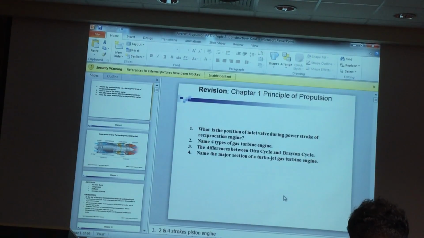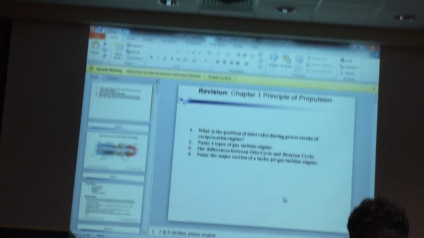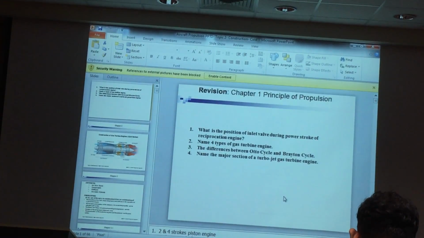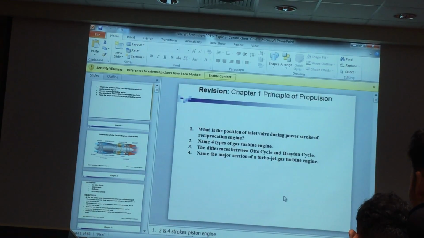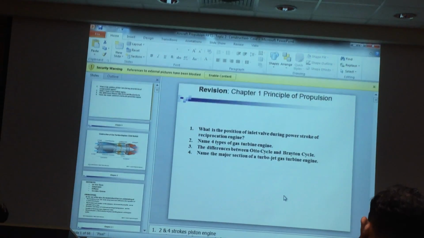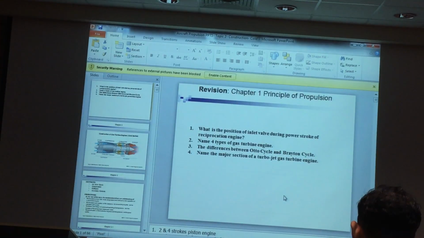So what is the difference between the Otto cycle and the Brayton cycle? They are both different. The Otto cycle is constant volume, the Brayton cycle is constant pressure. But they both have the four functions. In a piston engine, they happen at one location; in a turbine engine, they happen at four different locations. Yes, there's another difference.